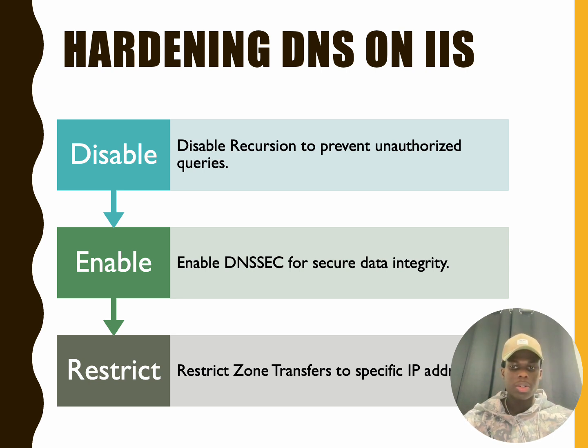To enhance the security of our DNS setup on IIS, we must always do these three things: disable, enable, and restrict. What's disable? We disable recursion, preventing the server from resolving queries it is not authoritative for, reducing the risk of cache poisoning attacks.